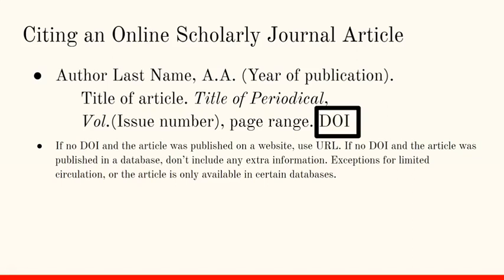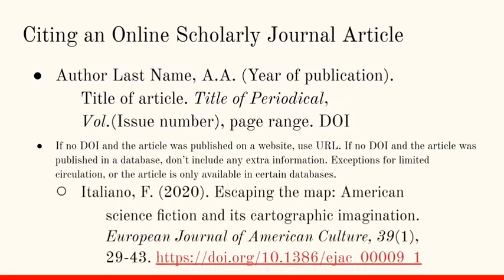Most articles found through the John J. Wright Library will have a DOI, and it is found on the bibliography page. Here's an example of what a citation for an online scholarly journal article might look like. The next type of citation we will cover are book citations.